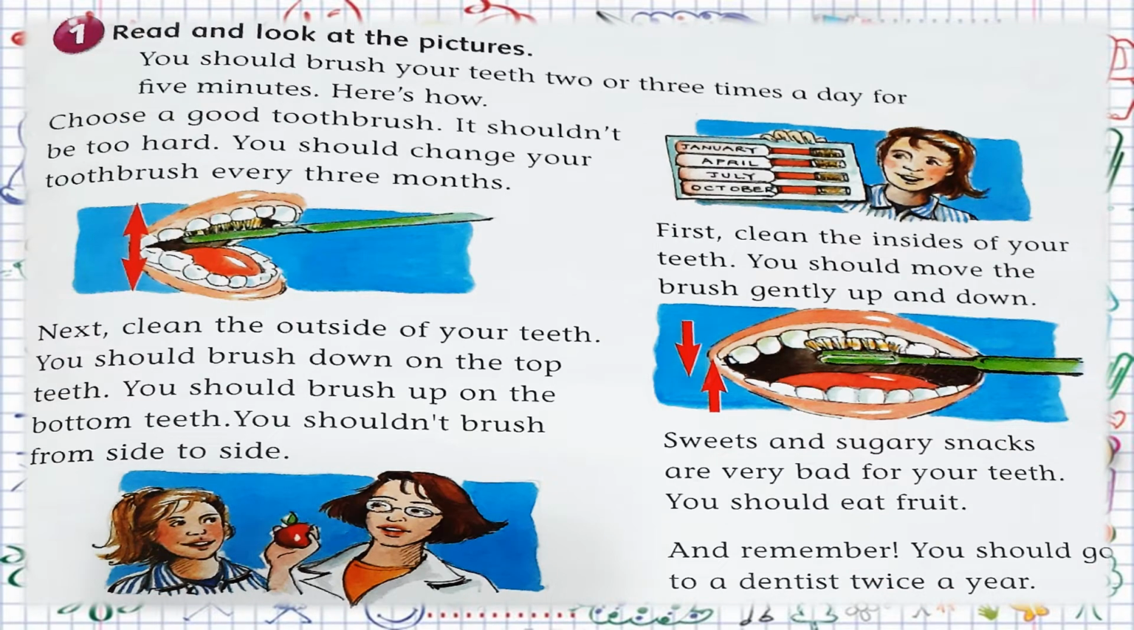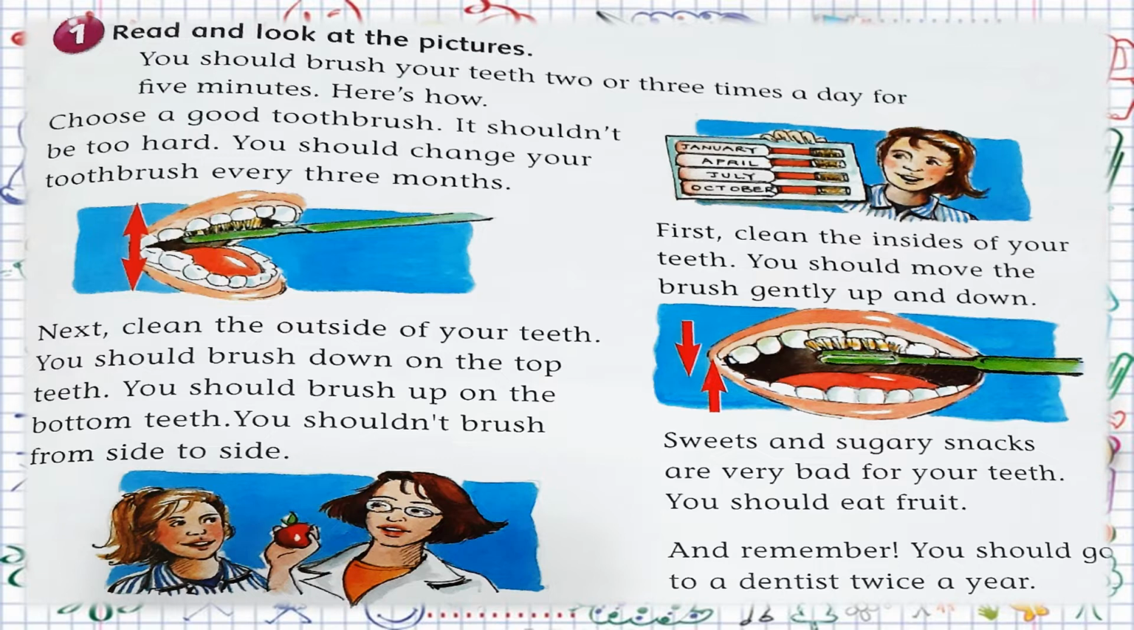Let us read this selection once again. Read and look at the pictures. You should brush your teeth 2 or 3 times a day for 5 minutes. Here's how. Choose a good toothbrush. It shouldn't be too hard. You should change your toothbrush every 3 months. First, clean the insides of your teeth. You should move the brush gently up and down.